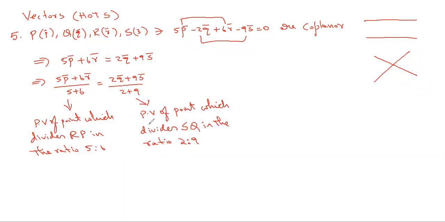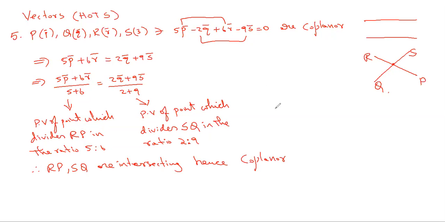These two are equal. So that means the same point is lying on both lines. This is RP and this is SQ. The point of intersection, one point is lying on both lines. Therefore, RP and SQ are intersecting. Hence, coplanar. Make a note of it.